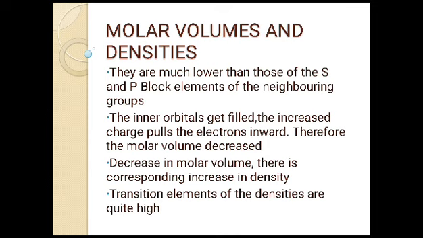The densities of transition elements are quite high. Most of the elements have densities greater than 5 grams per centimeter cubed. Scandium, titanium, and yttrium have 3.01, 4.51, and 4.47 grams per centimeter cubed respectively.